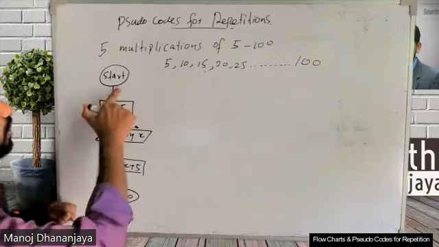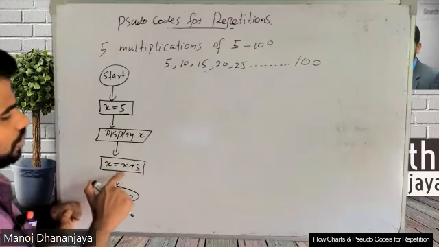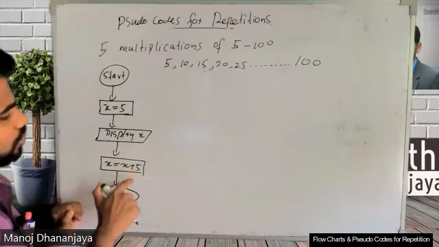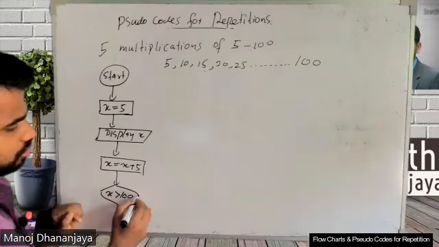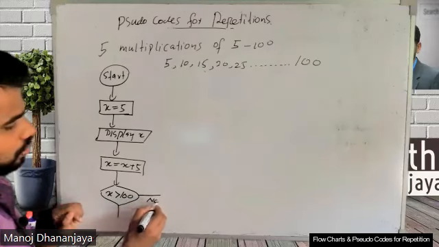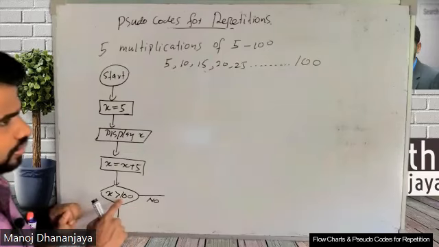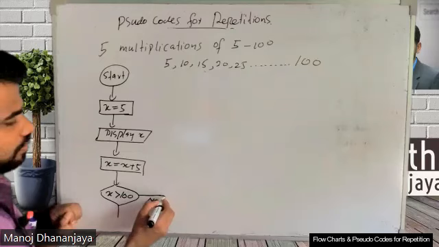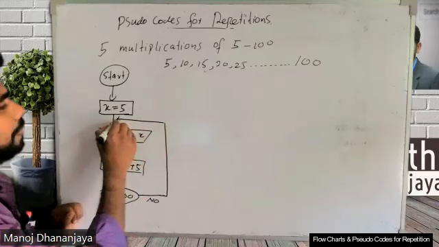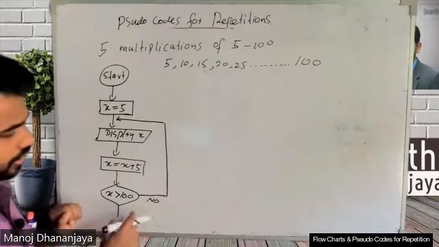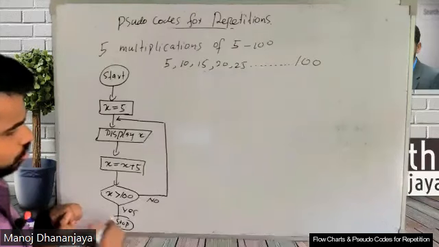Now, we run it. Start, x equal 5. Display x, 5 will be displayed. x equal 5 plus 5, 10. Is 10 greater than 100? Answer is no. Then this should be no. Otherwise, it is not repeated. Is 5 greater than 100? No, 5 is not greater than 100. Then we can say here, if the answer is no, the value should be displayed. If the answer is yes, we can stop the program.